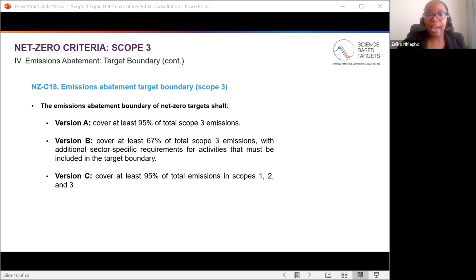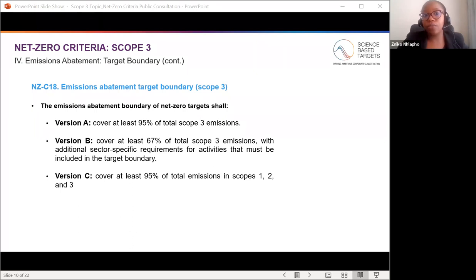For version A, there's a requirement to cover at least 95% of total Scope 3 emissions. This version is more comprehensive of a company's value chain emissions, but its lack of flexibility may be incompatible with the known challenges that we have around Scope 3 accounting. As an example, the calculation of Scope 3 categories may be error prone, and the ability of a company to even collect and influence Scope 3 emissions is in some cases quite limited.